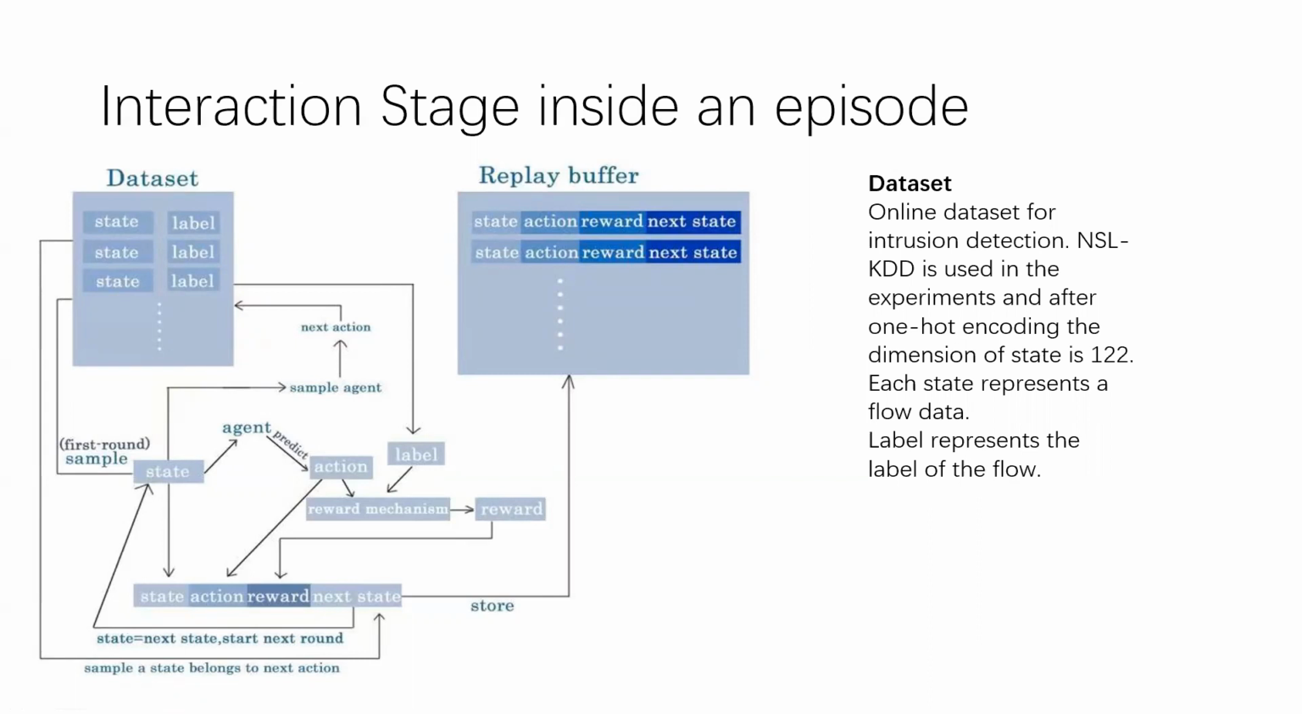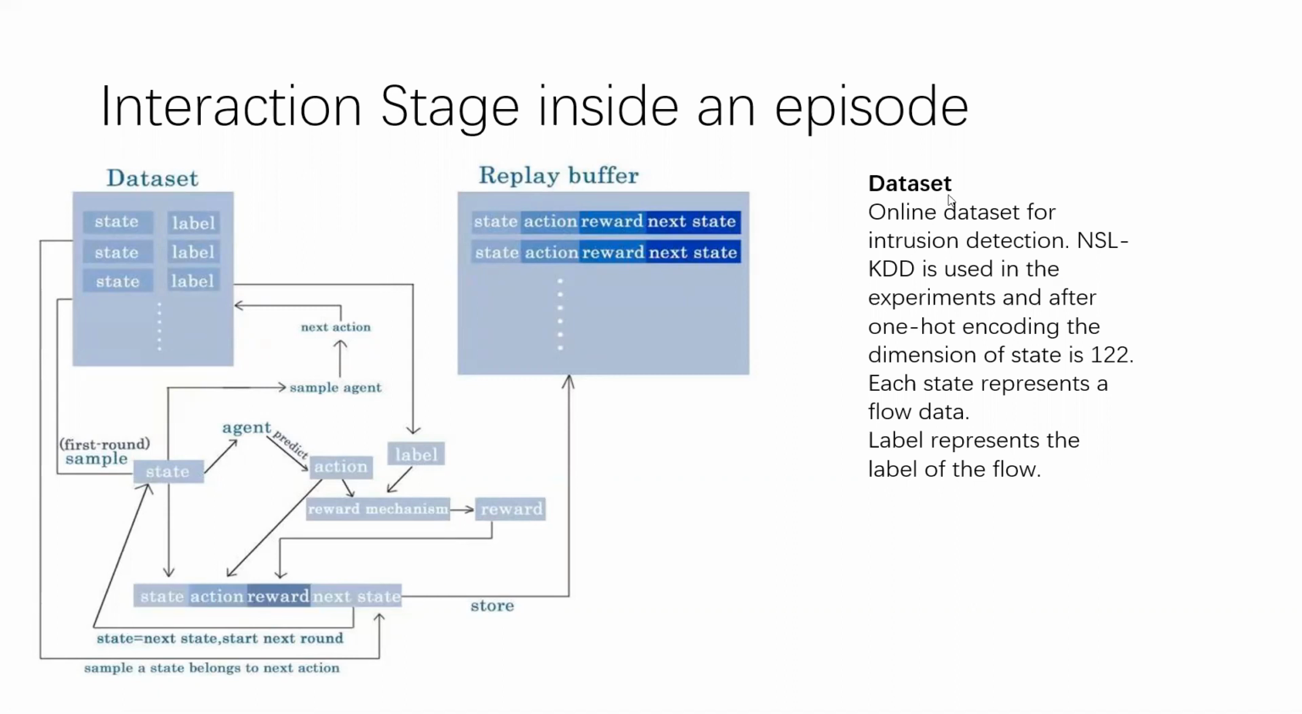When an episode is launched, at first we randomly sample a state from the dataset, and the agent makes a prediction of the current state, and then, compared with the label, we can obtain the reward. And then we can use the sample agent to generate the next action, and sample the next state belonging to the next action. And we can store the state, action, reward, and next state pair into a replay buffer.